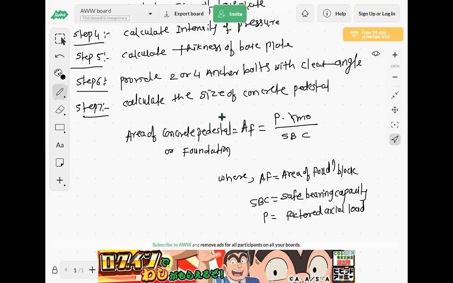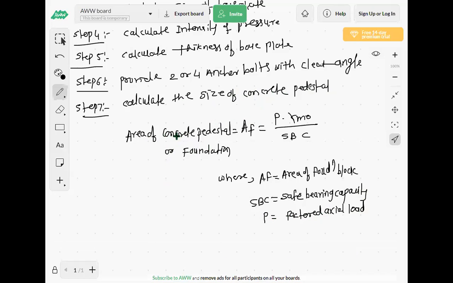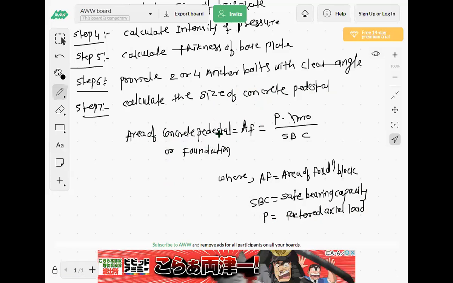Here we have to decide the size of concrete pedestal, meaning the length and width of concrete pedestal. For that we first calculate the area of concrete pedestal: AF is equal to P into gamma m naught divided by SBC. SBC is the safe bearing capacity of the soil where you are constructing your foundation or building, which will be given in the problem statement, and P is the factored axial load. By using this given data, you calculate the area of foundation required.